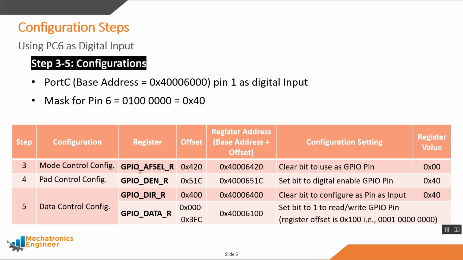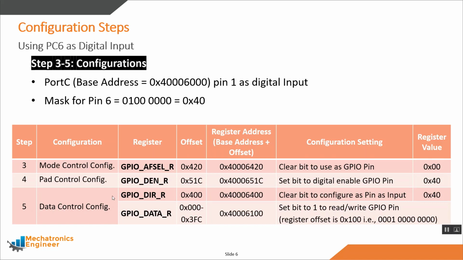In mode control configuration, the alternate function select register is used. In order to use port C as a GPIO port, we need to clear every bit of this register. So the register value will be 00. For the pad control configuration, the digital enable register is used. We need to set the bit of this register whose corresponding pin we want to use as a GPIO pin.